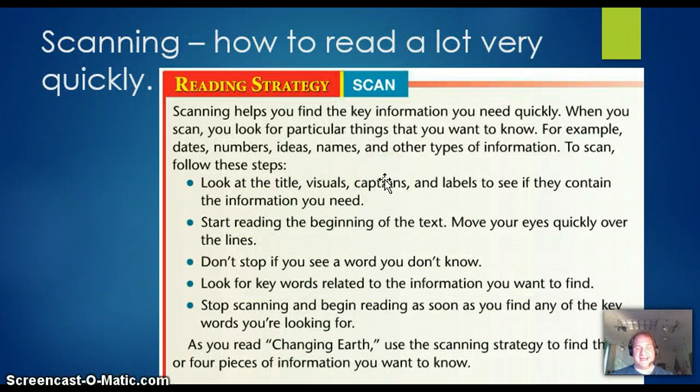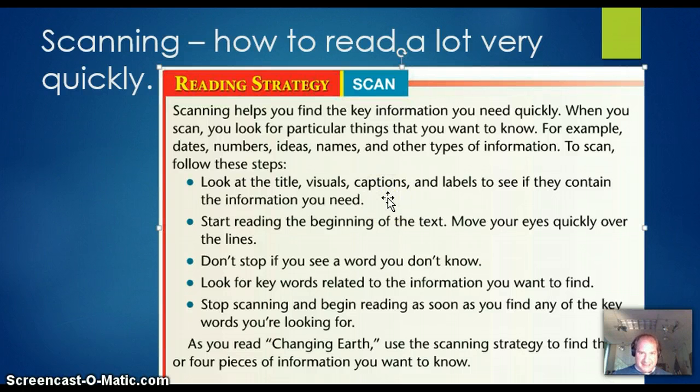So scanning. What do you do when you scan? Just look at the title, the visuals, those pictures, the captions, words under pictures, and labels for information. So you have to read very fast. If you see a word you don't know, don't stop. When you scan, you just keep going. You get as much information as you can, as quick as you can, when you scan, which all rhymes, because that's something I can do.